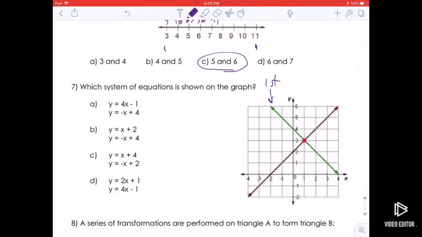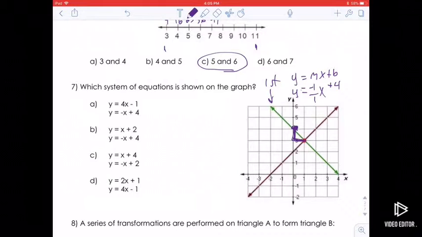Okay, again, my equation is y equals mx plus b. My y-intercept is positive 4. And how do I get from one point to the next? I went down 1, which is negative 1, and I went to the right 1, which is positive 1. That stays as x. Y equals negative x plus 4.